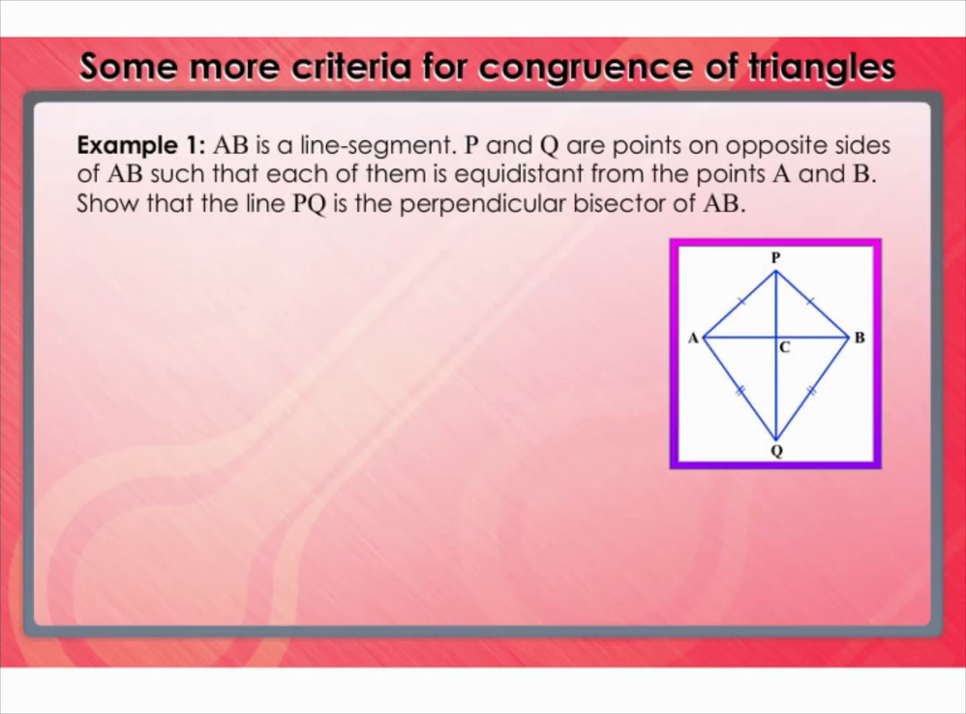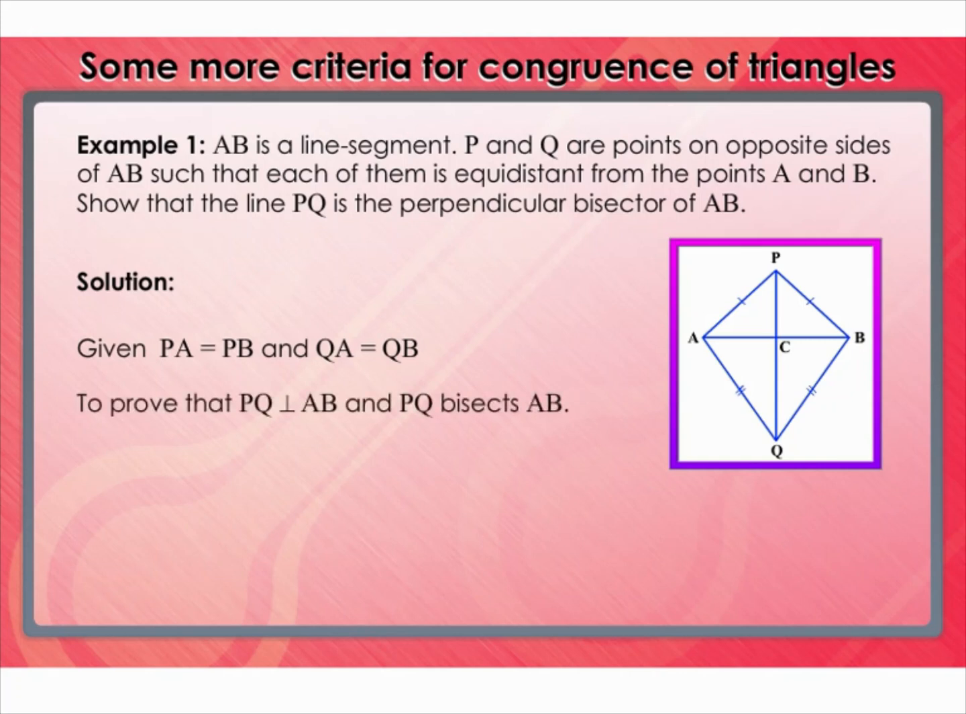AB is a line segment. P and Q are points on opposite sides of AB, such that each of them is equidistant from the points A and B. Show that the line PQ is a perpendicular bisector of AB. Given PA is equal to PB and QA is equal to QB, we need to prove that PQ is perpendicular to AB and PQ bisects AB.